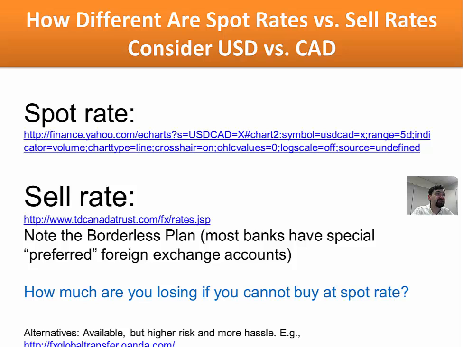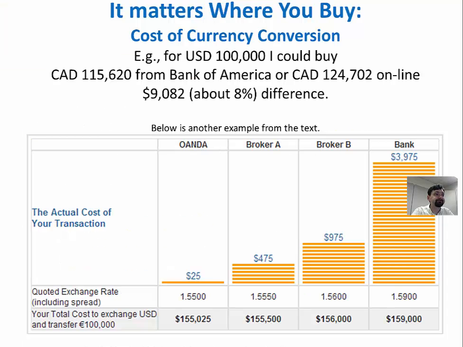So the options that you would have would be banks, online traders, and special accounts within banks. And here is an example of how much it would cost you to buy a particular amount of currency. Here I use $100,000 US as an example, from different banks at the same time. So as you can see, the transaction cost can be anywhere between $25 and almost $4,000. So it's a huge difference.